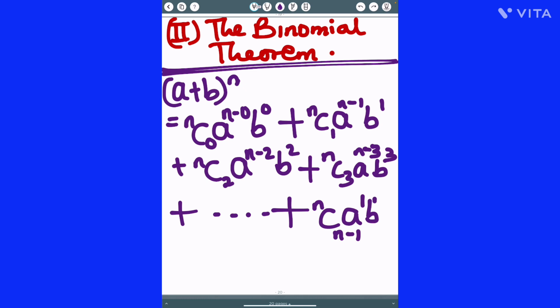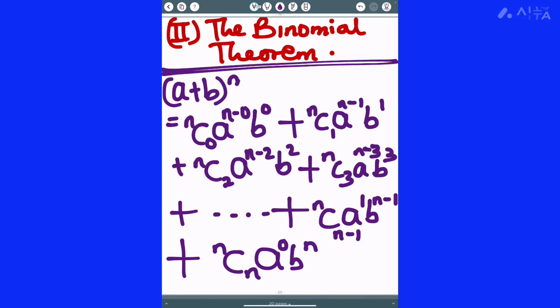Let me write that very neatly. A raised to power 1 b raised to power n minus 1. Sorry, I'm rewriting. Just want it to be clear. And the last term is n combination n a raised to power n minus n, which is 0, then b raised to power n. So this is the binomial theorem.